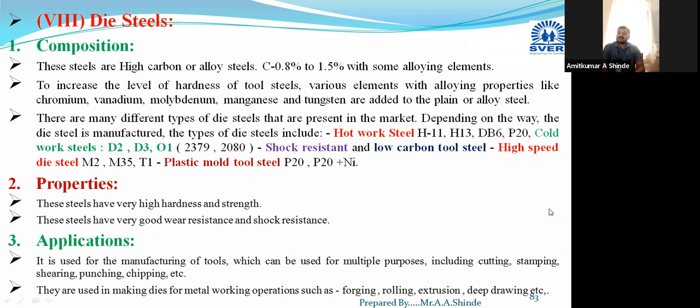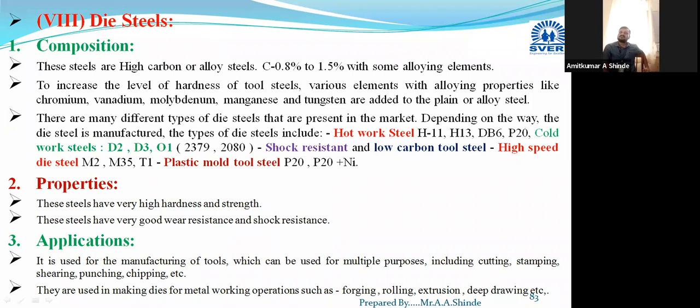Now the first type is hot work steels. Then cold work steels. They are classified in, I think, five different types: hot work steels, cold work steels, shock resistance steels, low carbon steels, high speed die steels, and plastic mold tool steels.